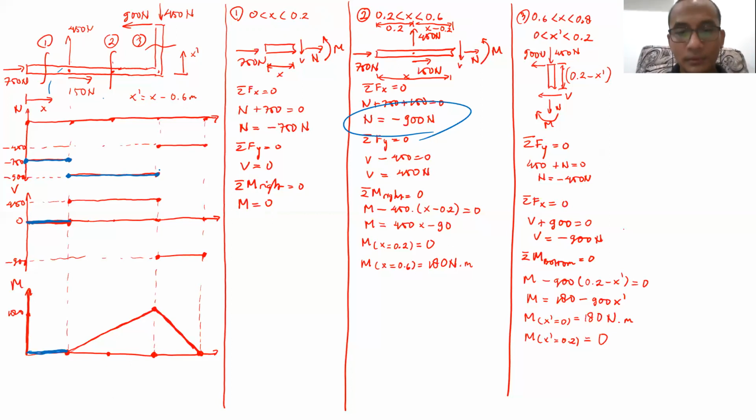Then using sigma Fy equal to 0, if going down is positive, I will have V minus 450 equal to 0. So my V value will be 450 Newton. So it will be constant, this one from x equal to 0.2 until 0.6, 450 Newton.